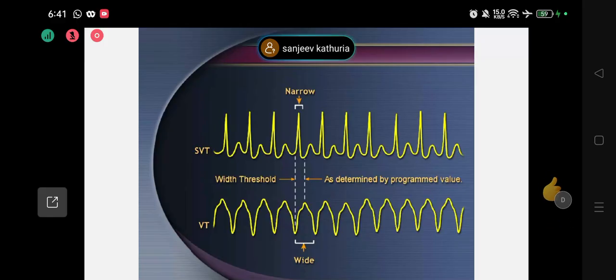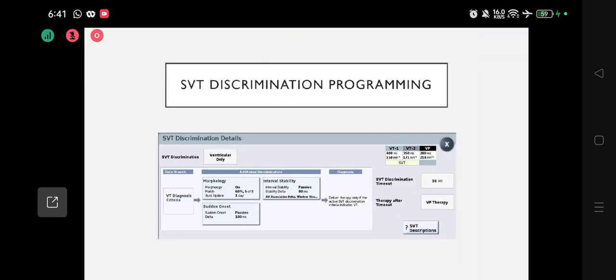Three important things. These are not part of ICD troubleshooting, but I'm trying to tell you this so that you can know what to troubleshoot. So SVT discriminator, how does it work? I told you it sees the morphology. It will see the stability. It will see onset. Morphology, onset, stability. This is the basic of an ICD.